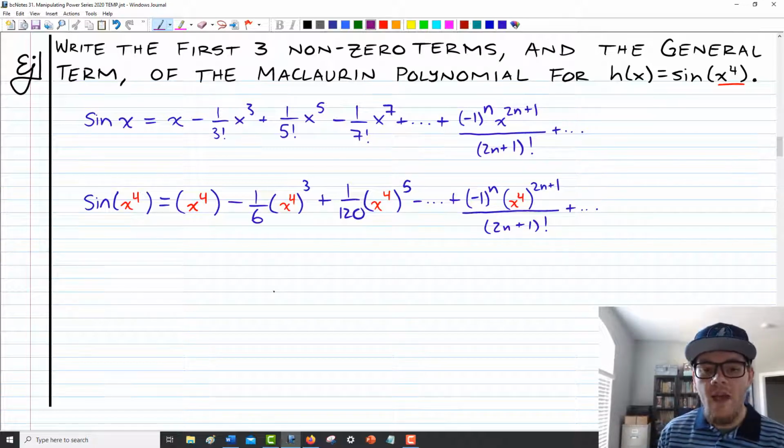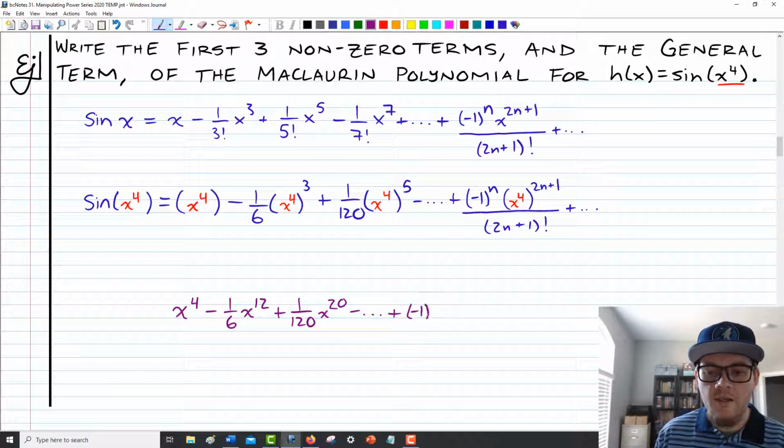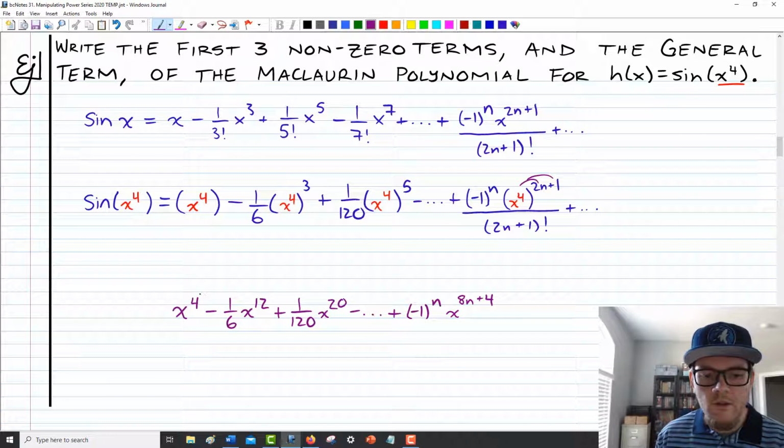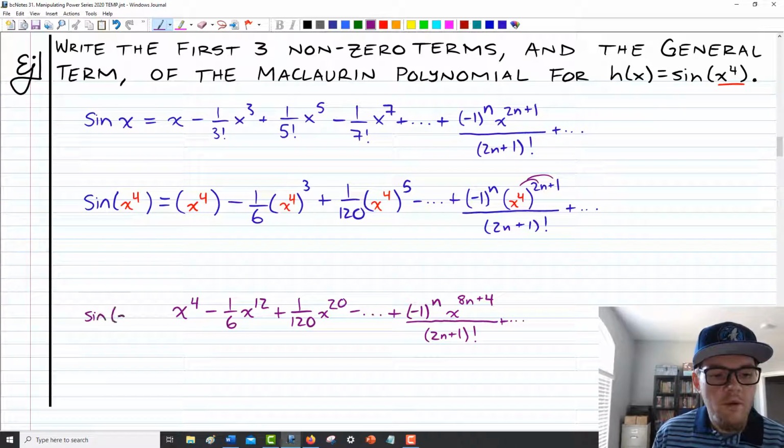And having done all that, the last step is just writing out the expression we were looking for. So for this particular one, our expression is going to be x to the fourth minus 1/6 x to the 12th. You can tell the exponent rules do matter here. I'll have 1 over 120, x to the 20th. Got a little small, let me rewrite that. And then we also have the general term, which is going to be negative 1 to the n. When we raise that to the power, we're going to get x to the 8n plus 4. Interestingly enough, looking at those patterns, to go from 4 to 12, we add 8, and 12 to 20, we add 8. So it does look like it's right. And our denominator, we just stick with 2n plus 1 factorial. And there would be our expression for sine of x to the fourth.